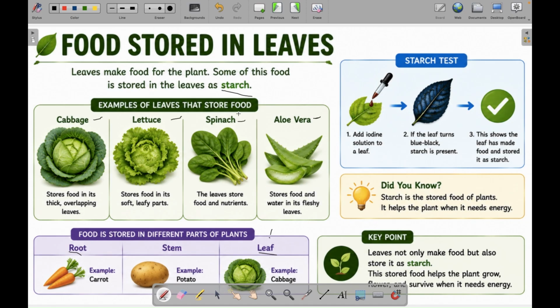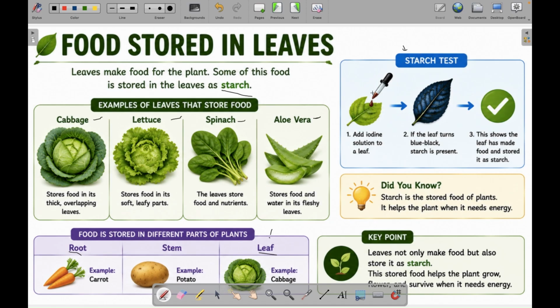There is also a test to check the presence of food in leaves. By doing that test, we can detect whether food is stored as starch in the leaves or not. That test is known as the starch test. It is used to detect starch, which is why it is known as the starch test.